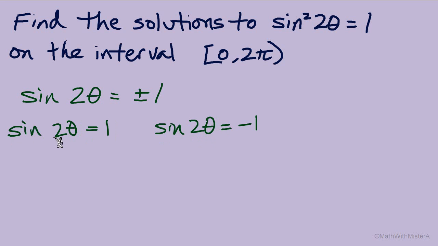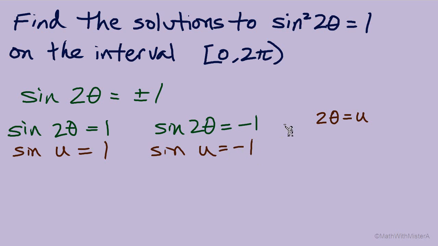negative 1. Next we have a double angle, so we'll use a substitution that 2 theta equals u. So we'll be looking at solving the equations sine u equals 1 and sine u equals negative 1. And when we do this substitution, we need to be aware that we're solving still for theta, the original variable, and theta was in between 0 and 2 pi.